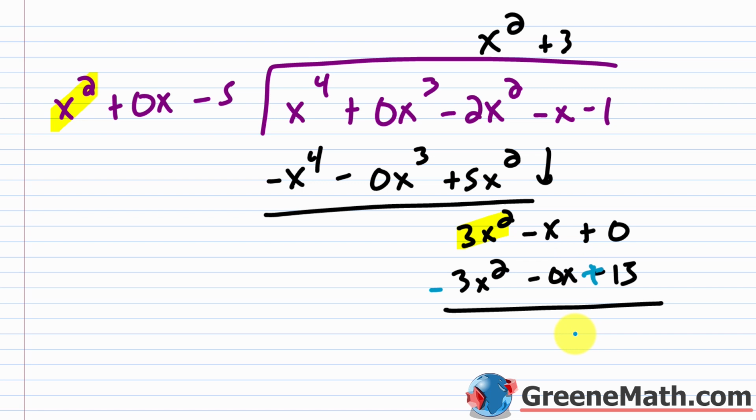And let's go ahead and combine like terms. 3x squared minus 3x squared is 0. Negative x minus 0x. So again, this is like 0 here. So you basically just have the negative x. Then 0 plus 15, you just have the plus 15.